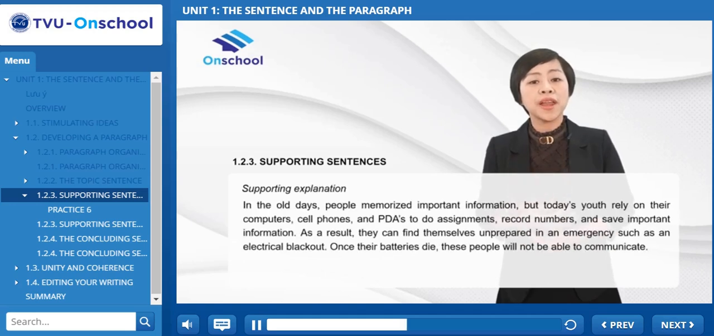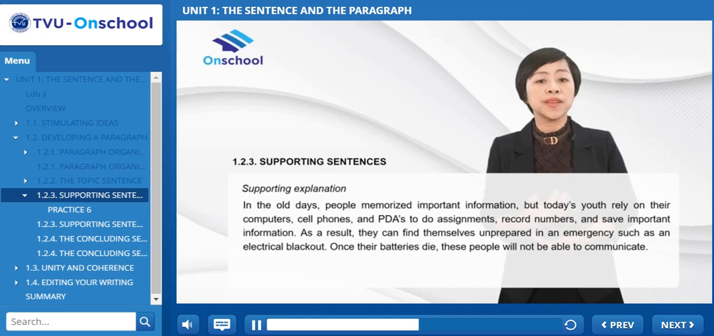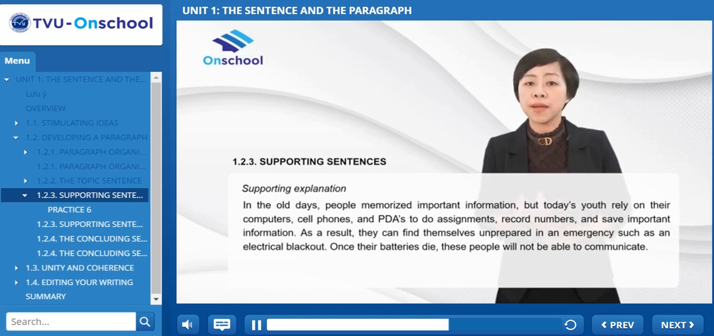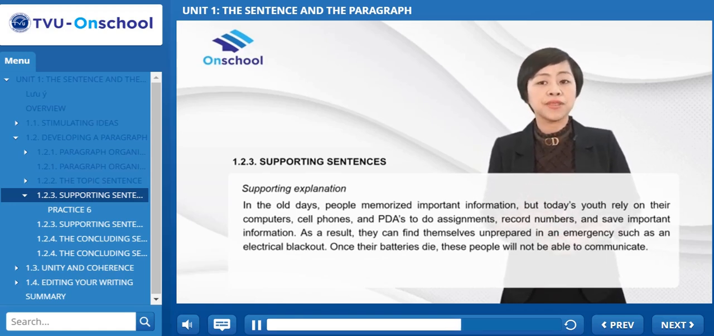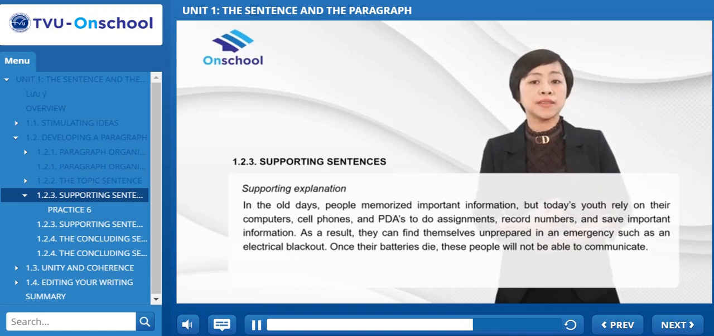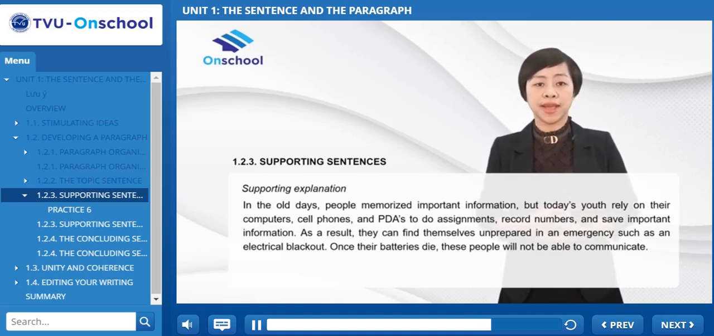If you want to explain how young people are dependent on computers, we will write the supporting sentences like this. In the old days, people memorized important information, but today's youth rely on their computers, cell phones, and PDAs to do assignments, record numbers, and save important information. As a result, they can find themselves unprepared in an emergency, such as an electrical blackout. Once their batteries die, these people will not be able to communicate.